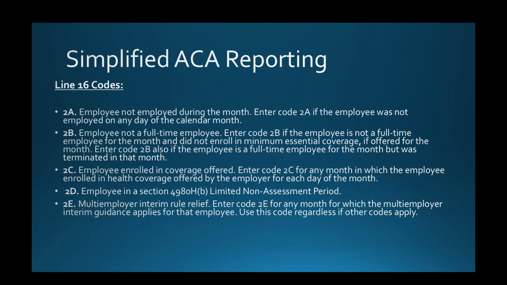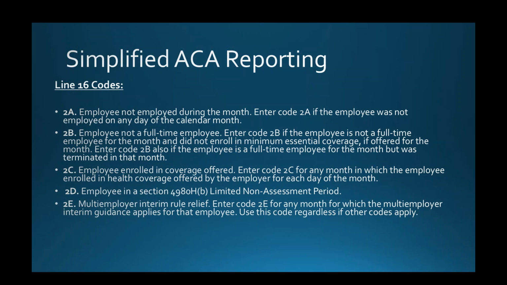Code 2D is the employee is in a section 4980H(b) limited non-assessment period. So when they first started, they were in some sort of a transition period where they were not offered coverage. Code 2E, this is the multi-employer and interim rule relief. There's multi-employer and some interim guidance regarding some collective bargaining and union situations. That is a key one. If you don't use this one, go to 2C. But if this is applicable, use code 2E overall.